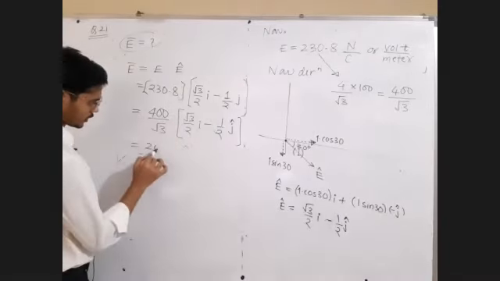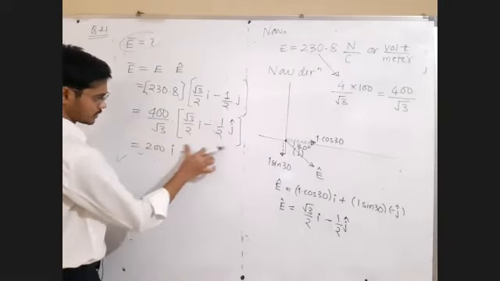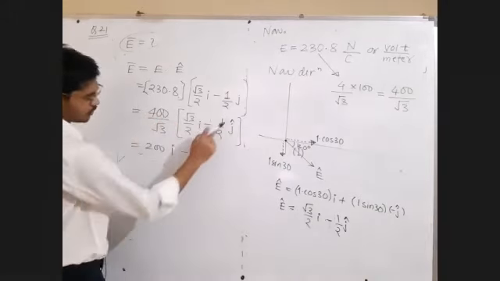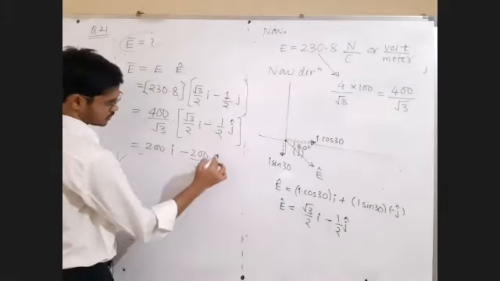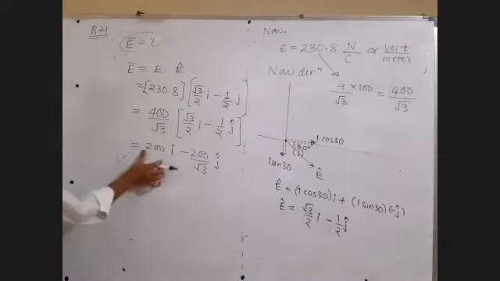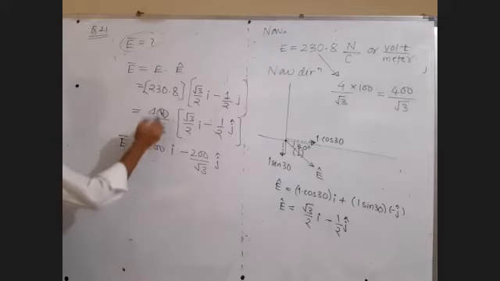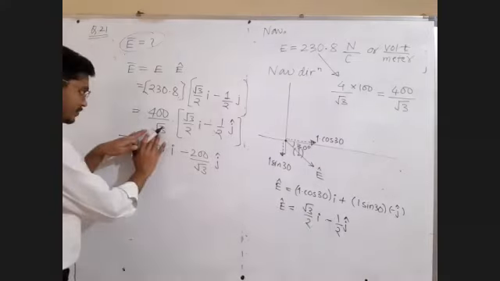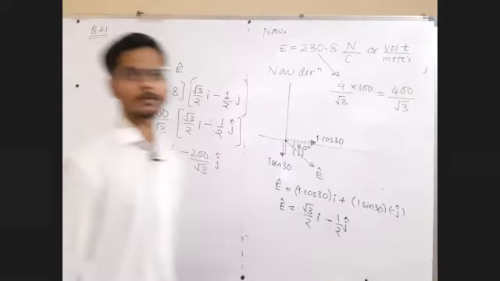400 upon 2 is 200. Root 3 cancel. i cap as it is, minus sign as it is. 400 inside upon 2, that will become 200. This one as it is, root 3 as it is, this j cap as it is. This is the answer given in the book. Okay, without finding the exact value of magnitude, they kept the calculation as it is without doing exact, and ultimately they multiplied it inside. CW, everyone.